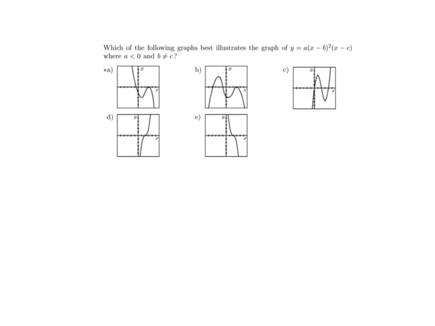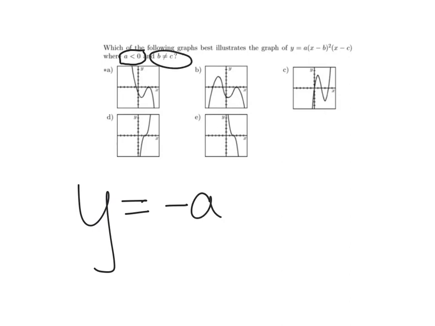So let's take a look at our first example. It says, which of the following graphs best illustrates y equals a times (x minus b) squared times (x minus c), where a is less than 0 and b does not equal c? Wow, that might sound like a mouthful to you, but there's a lot of important information going on. First of all, they're telling me the coefficient, that a value, is a what type of number? Negative. Good. So basically, I'm just going to put a negative a there because I know that that's a negative value. Now they tell me b cannot equal c.